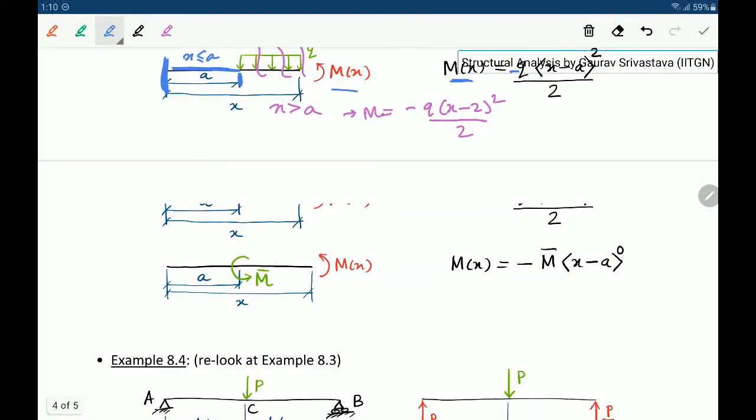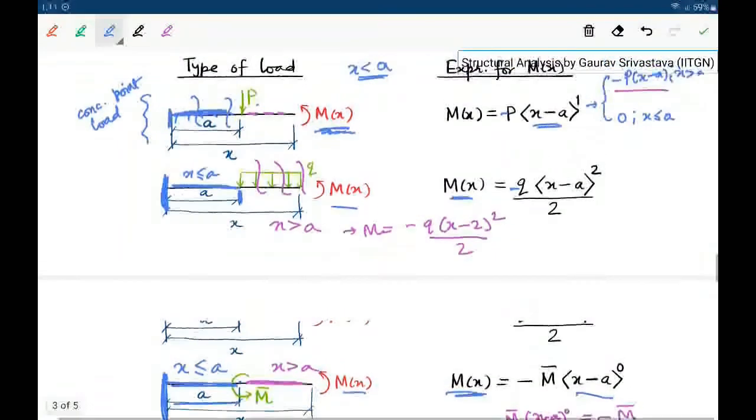So similarly, we can look at one more case where, let's say, there is a concentrated moment applied at a location a, again from some reference point. Now the bending moment induced due to this applied moment will be minus M bar times angular bracket x minus a to the power of 0, right? So if we are anywhere here, which is x less than or equal to a, M of x should be 0. So for x less than a, this will give us 0. But if we are anywhere here, which is x greater than a, the bending moment should be simply minus M bar. And so if you see, this will become minus M bar times x minus a to the power of 0, which is minus M bar. Okay. So this angular bracket notation allows a neat representation of the bending moment along the length.